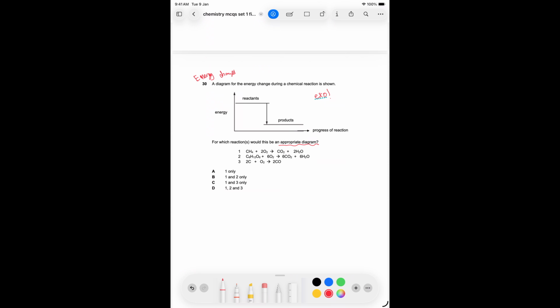CH4 is methane. Methane reacting with oxygen is combustion. Combustion is exo, is true. Glucose plus oxygen gas is your respiration. It will be exo as well, keeping the animals or humans warm. And carbon reacting with oxygen gives you CO. So combustion, although it's an incomplete combustion, is still exo as long as it's burning. So all three are correct. So answer is D.